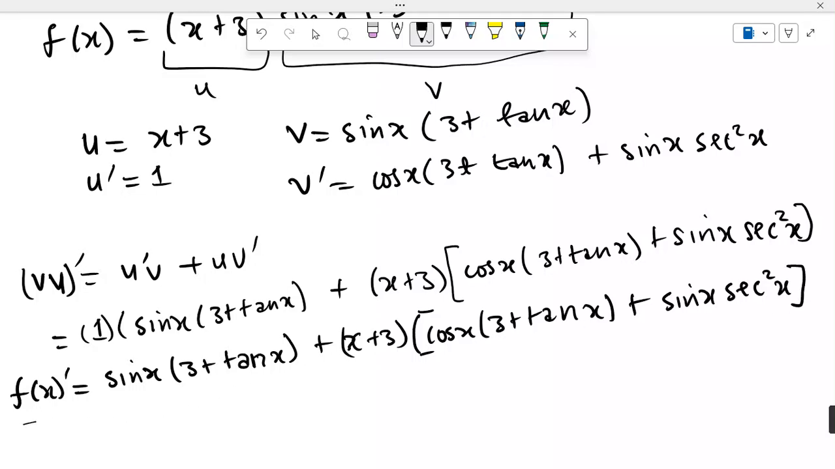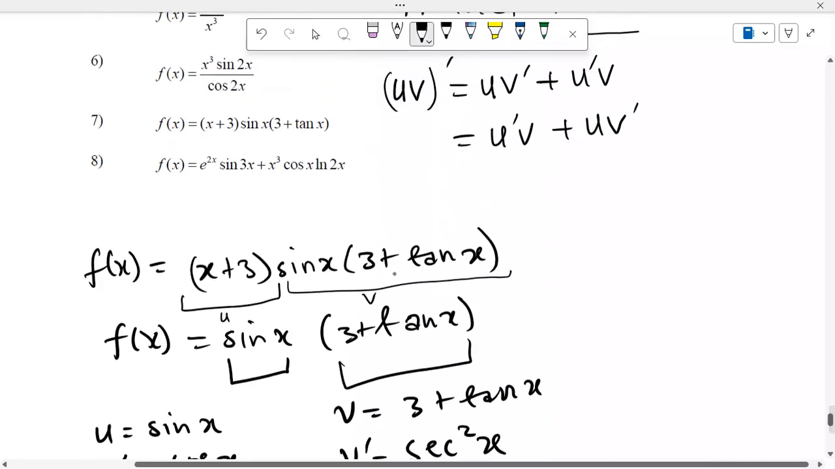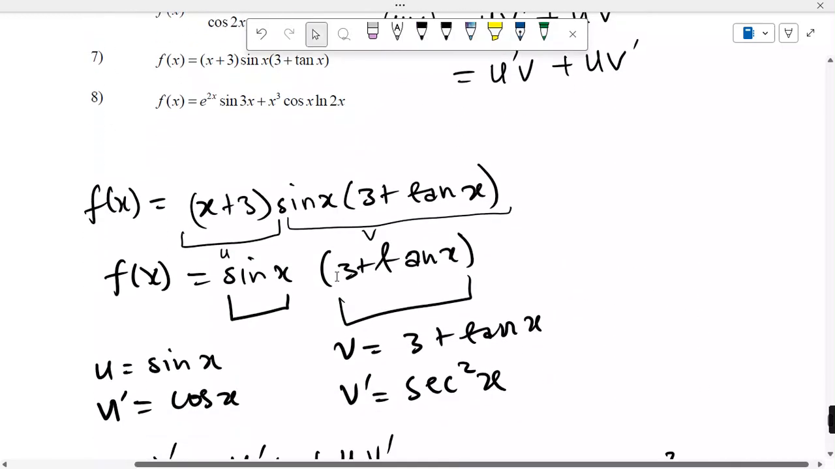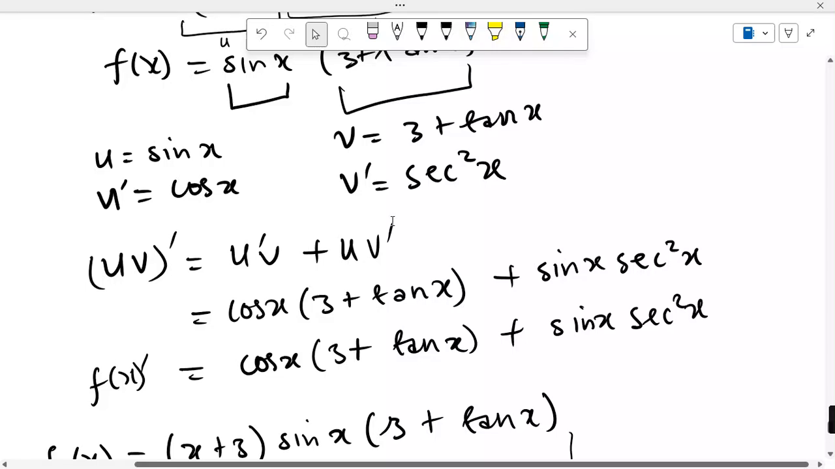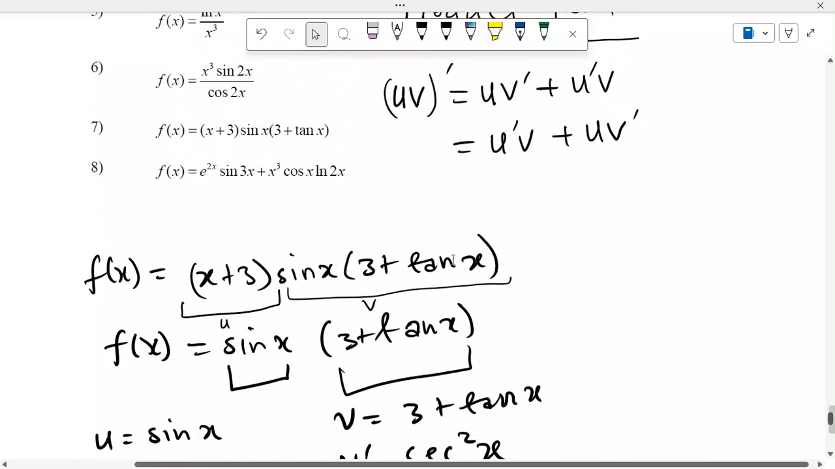Okay, so this is your answer. It's a giant question. That's how we solve it. So first, what did we do? We divided these equations into u and v, but we realized that to find v prime, you need to use the product rule. So that's what we were doing here. Finding v prime, we are supposed to use the product rule because there are two functions applied together.